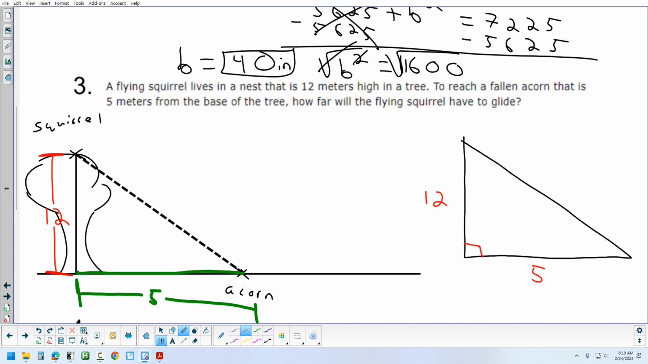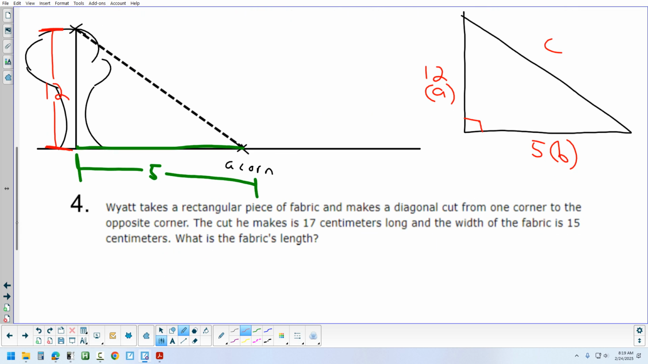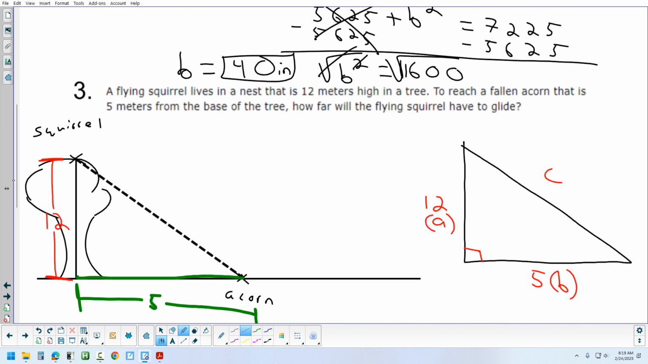All right. What could we use for a label for the 12? Would that be A, B, or C? Yeah? A. Yeah, it could be A or B. Just don't make it C. How about the 5? Would that be B or C? B. Yep, let's make that B. And that's side C. Okay, so now we're going to do a squared plus b squared equals c squared. A squared is 12. B squared is 5.